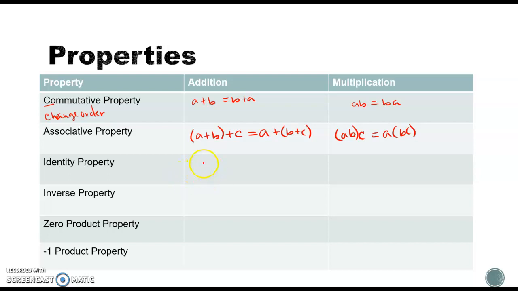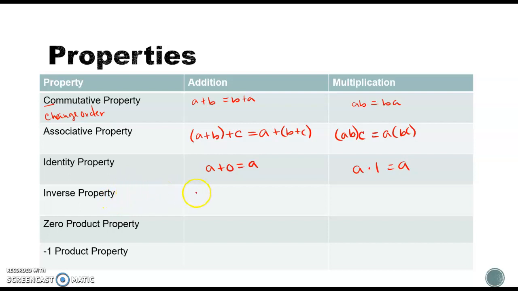The additive identity is 0. So A plus 0 gives us A. It's an identity because it's like looking in a mirror. The 0 acts as the mirror. I see myself on the other side. For multiplication, that's multiplying by 1. So A times 1 equals A. So we're multiplying by the item that's going to give us ourselves in the end.